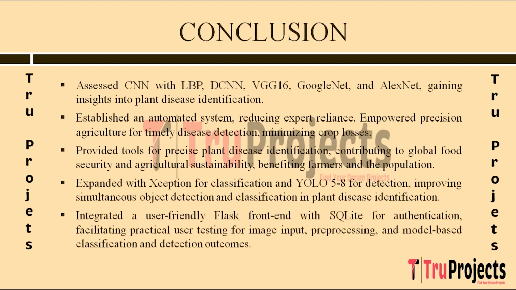And as an extension, the project integrated a front end using Flask with SQLite for user authentication. This user friendly interface allows users to input images which undergo pre processing. The trained models then perform both classification and detection, and the final outcomes are presented through the front end, facilitating practical and accessible user testing. Overall, the project's innovative approach and comprehensive solutions contribute significantly to the field of precision agriculture and plant disease management.